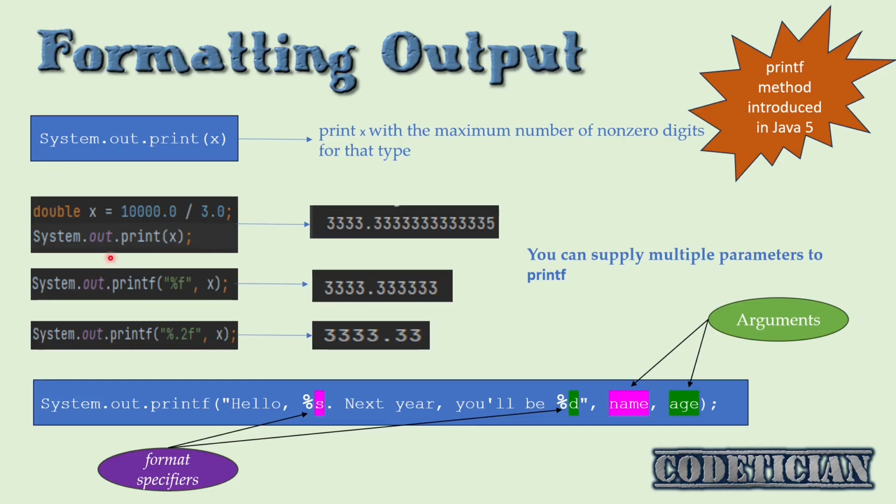Now consider this example where we are doing a computation of 10,000 divided by 3 and then storing that result in a double variable. If we simply use our System.out.print statement, then you will get a result something like this, like 3333. and then many threes, many digits after the decimal point. Suppose we want to format this one.